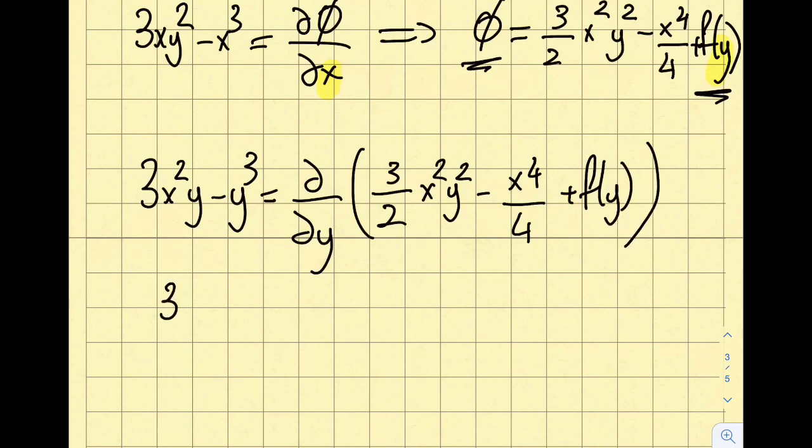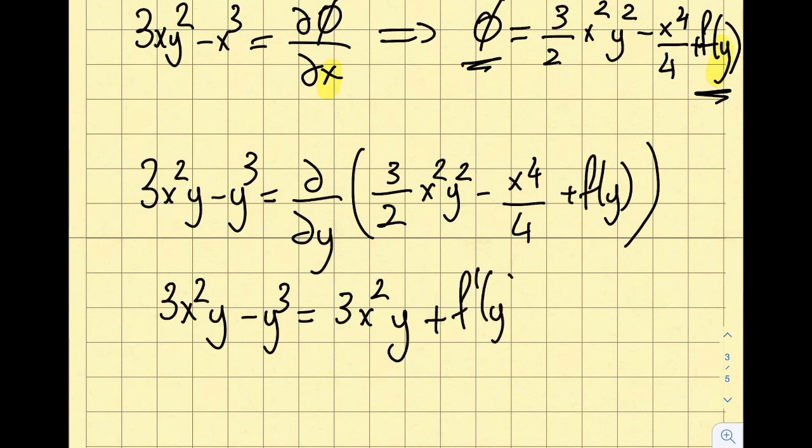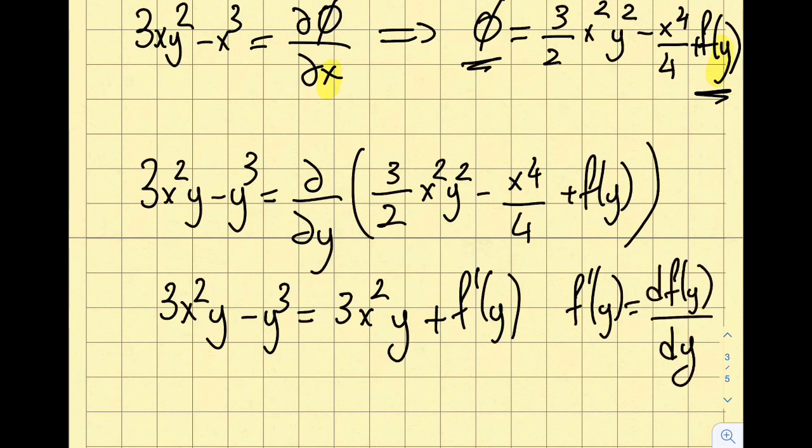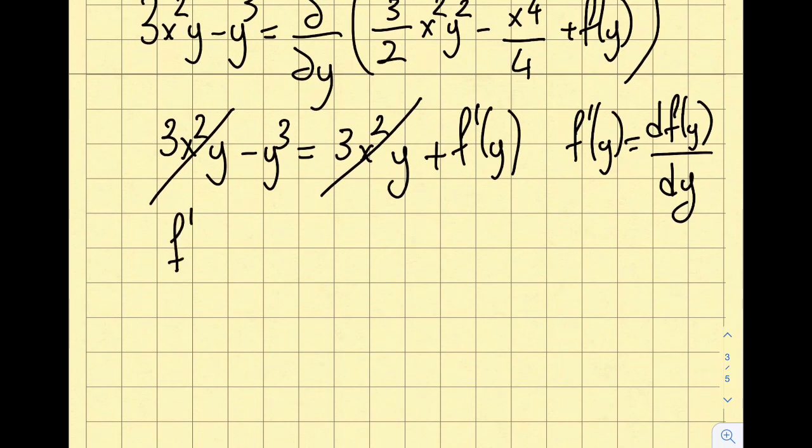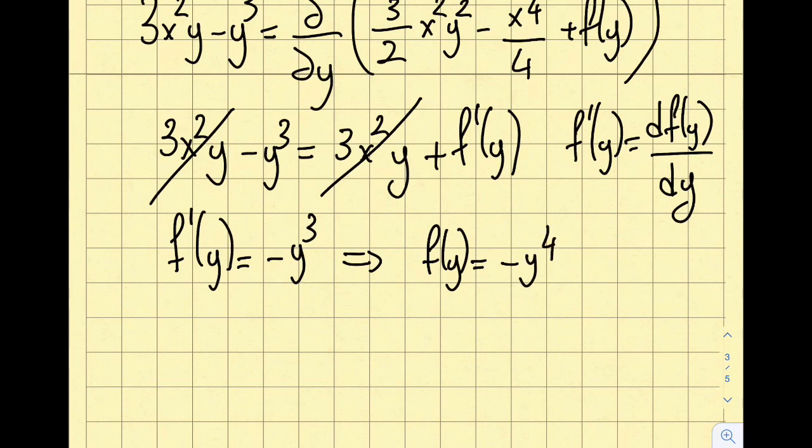The left-hand side stays the same, and on the right-hand side, when I take the partial of the first term with respect to y, I get 3x squared y. The second term is not a function of y, so that vanishes, plus f prime of y, which is equal to df/dy. You can see that these two terms are the same, so this vanishes, and f prime of y is equal to minus y cubed. If I take the integral of it, f of y is equal to minus y to the power of 4 divided by 4 plus an integration constant c.